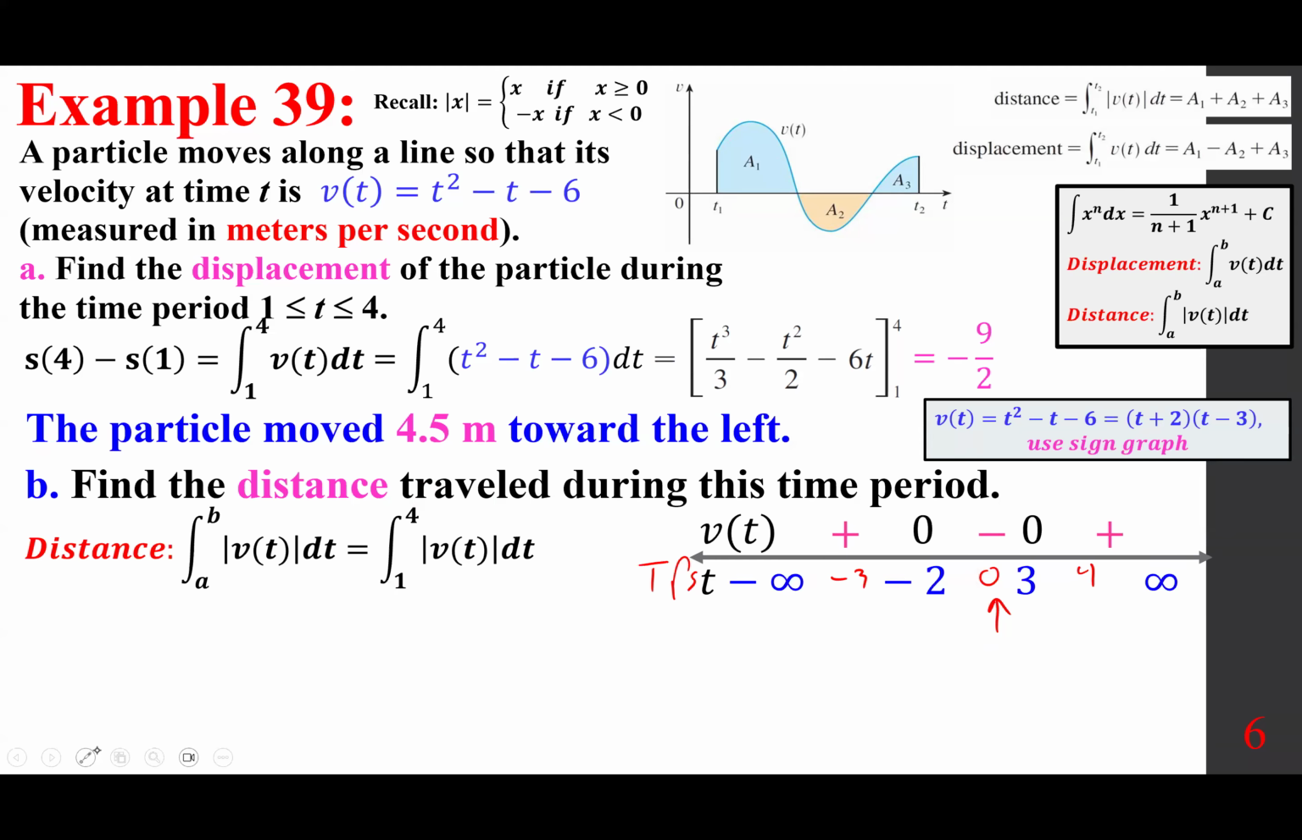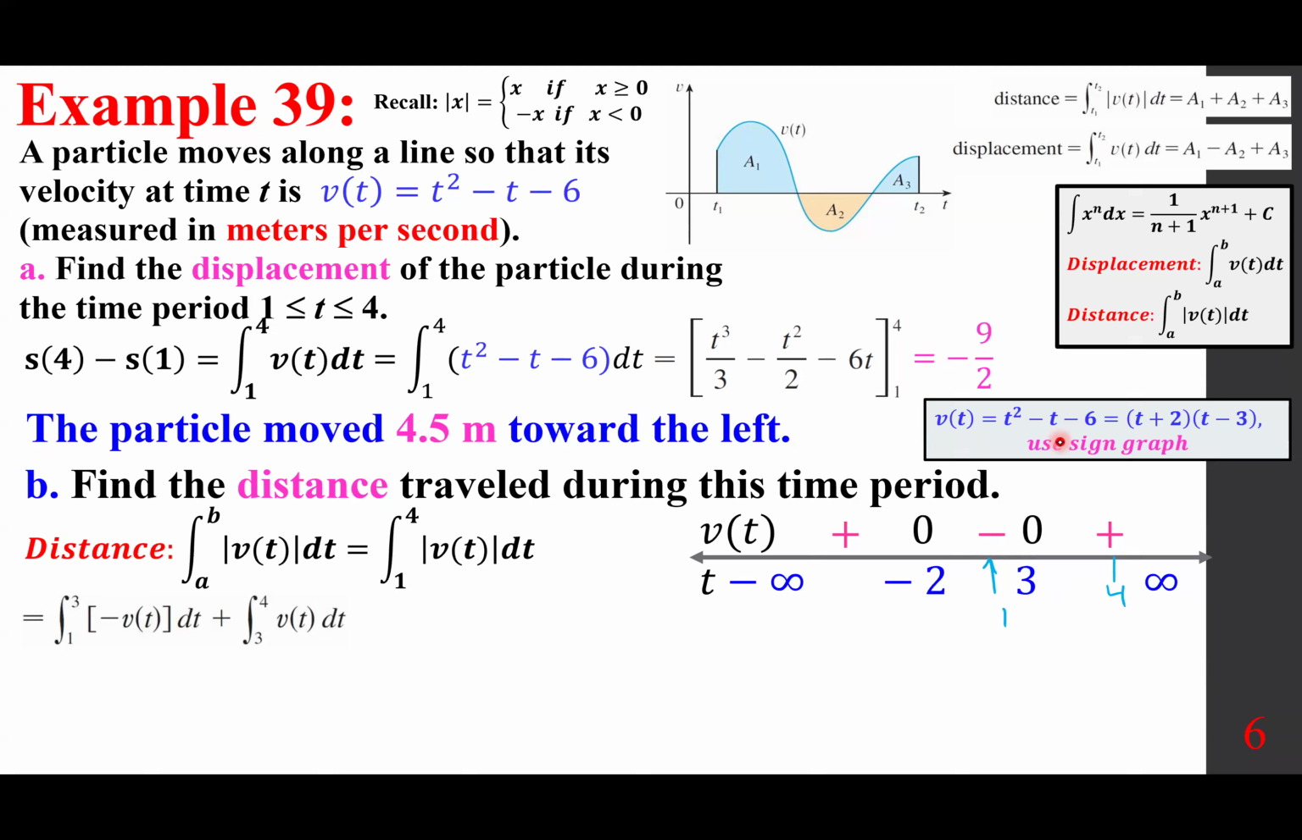So it's really starting, let me erase my word. It's starting from somewhere here, which is 1, to somewhere here, which is 4. From 1 to 3, negative. So that means we use the opposite of that, and the rest of it is positive. We use the same thing.